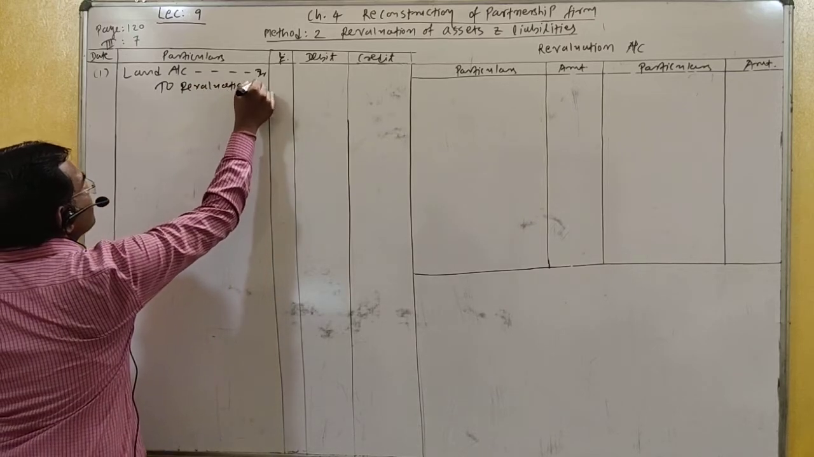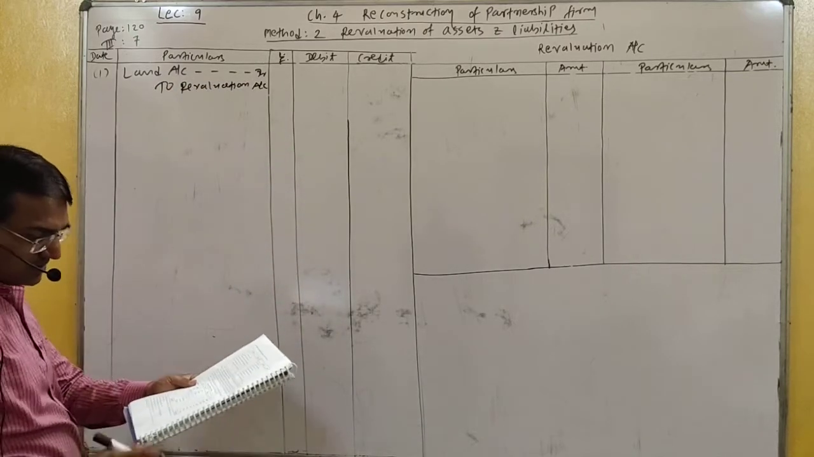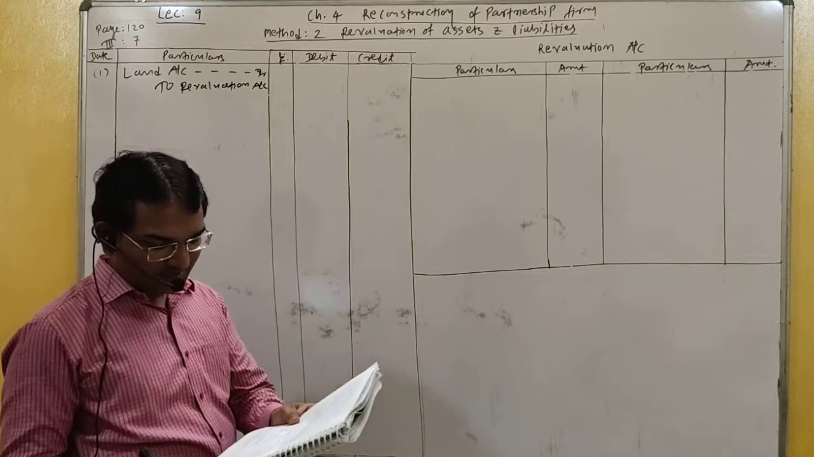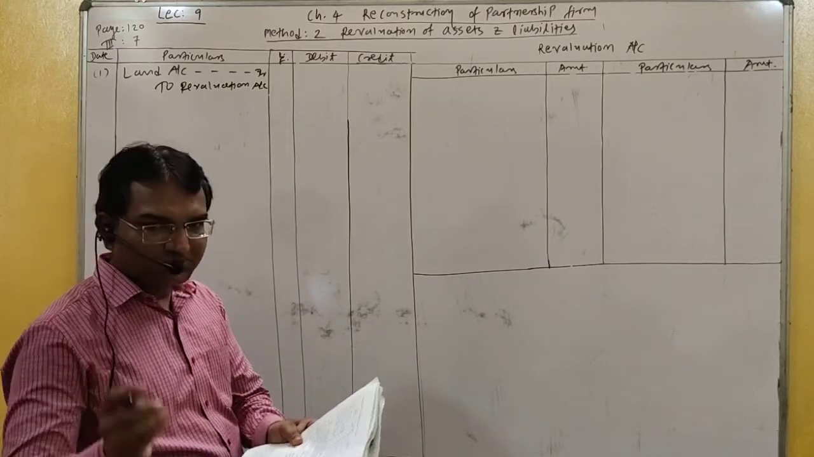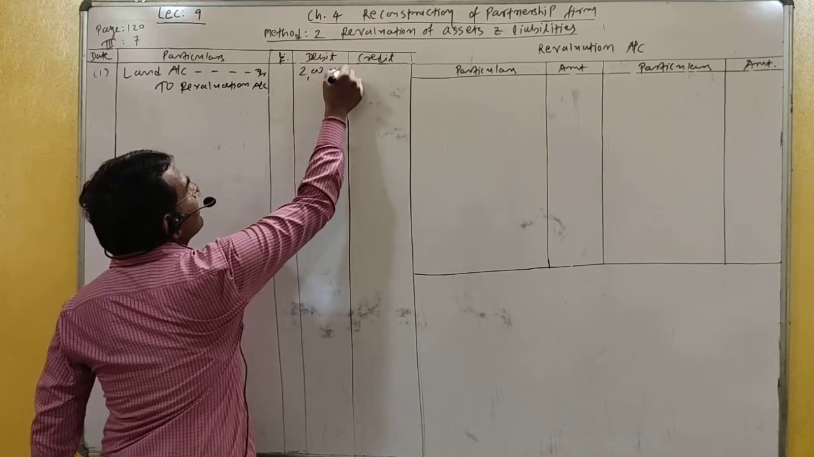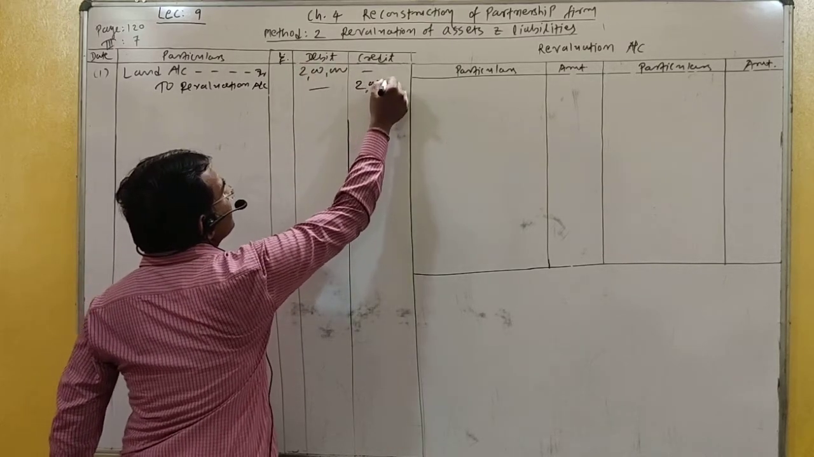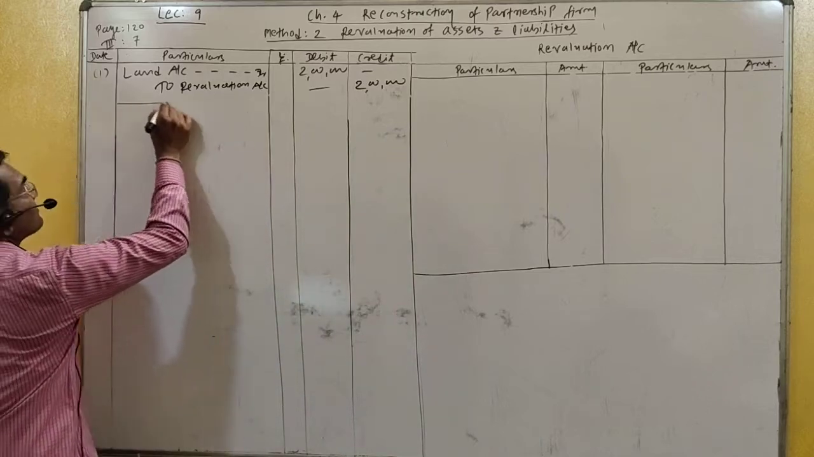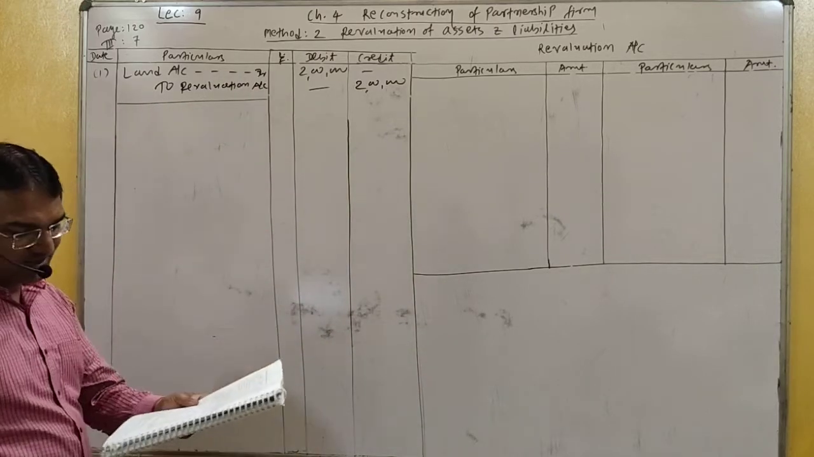How much increase in land? Difference: old value 5 lakh and new value 7 lakh. So 2 lakh rupees increase in land. So land account debit 2 lakh to revaluation account 2 lakh. Understand? This is our first entry.